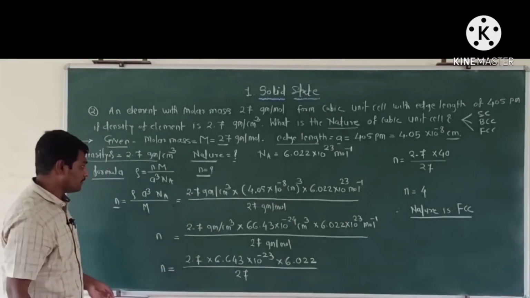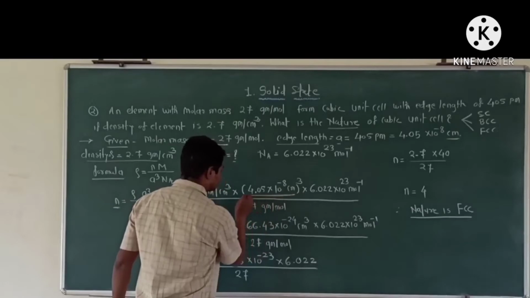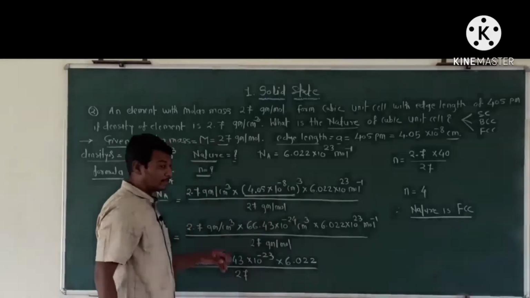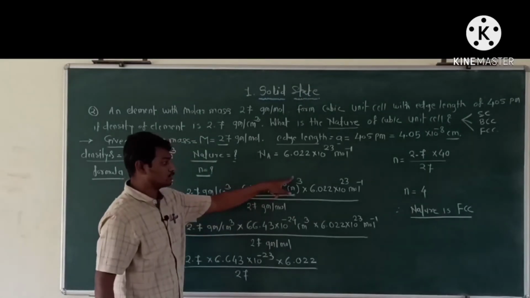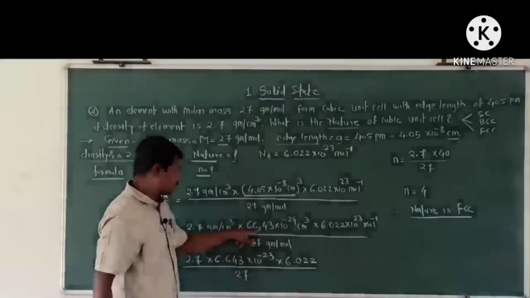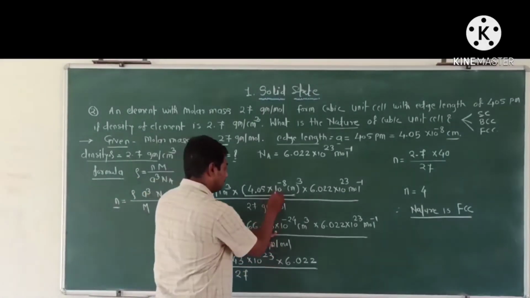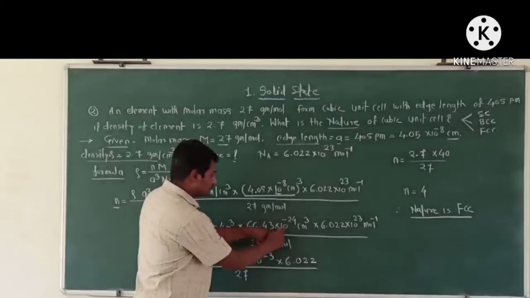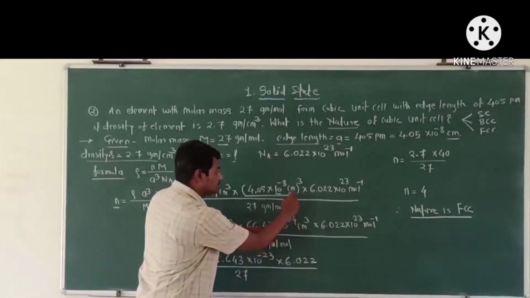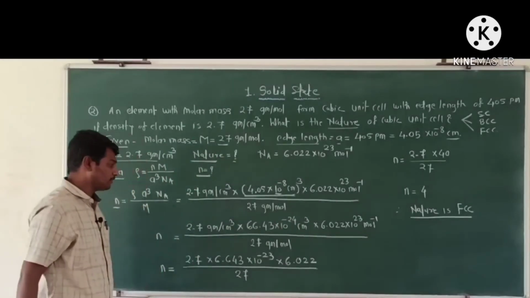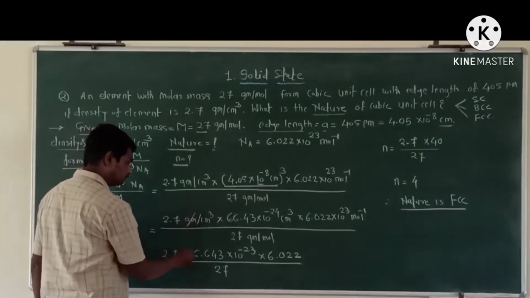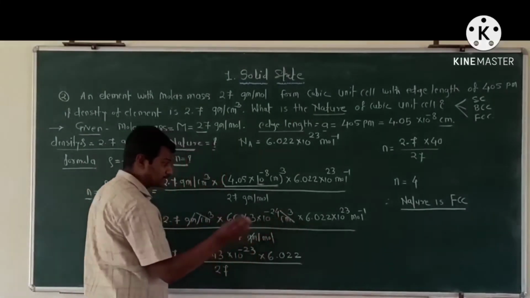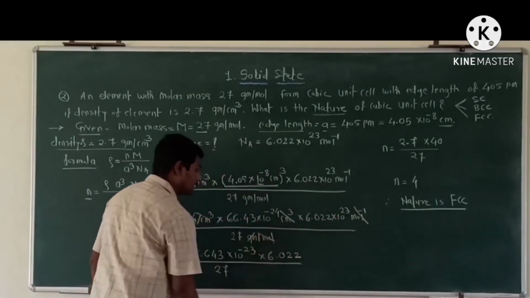Solve this equation. First of all solve this bracket. Remaining quantities as they are. 4.05 raised to 3 is 66.43, and 10 raised to minus 8 raised to 3 gives 10 raised to minus 24 centimeter cube. Now cancel the units: gram gets cancelled, centimeter cube cancels, and per mole and per mole get cancelled.